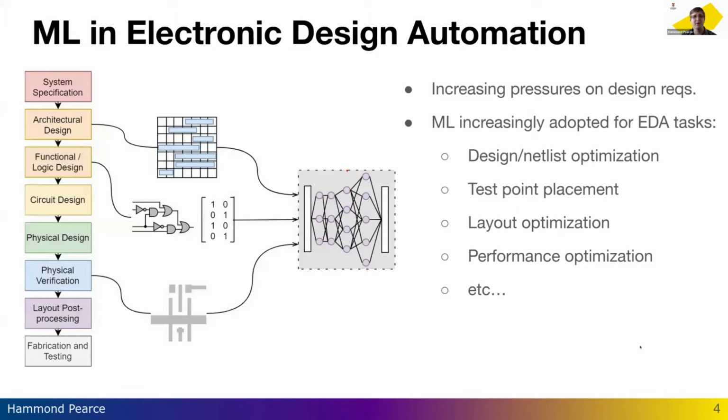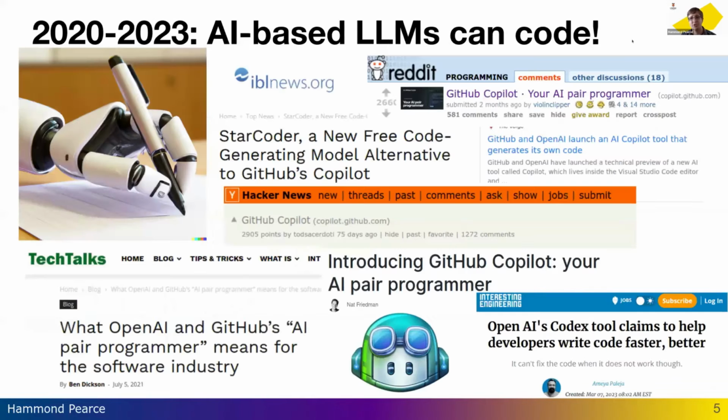Of course, having machine learning in EDA is not anything particularly new. Machine learning has been used throughout EDA for quite some time, basically since machine learning was available. We've been using it for all kinds of EDA tasks: design and netlist optimization, test point placement, layout optimization, performance optimization. All of these things have had AI in them for quite some time now. So it's no real surprise that we've got this new technology, large language models, and we're interested in knowing whether we can bring those into the hardware design process too.